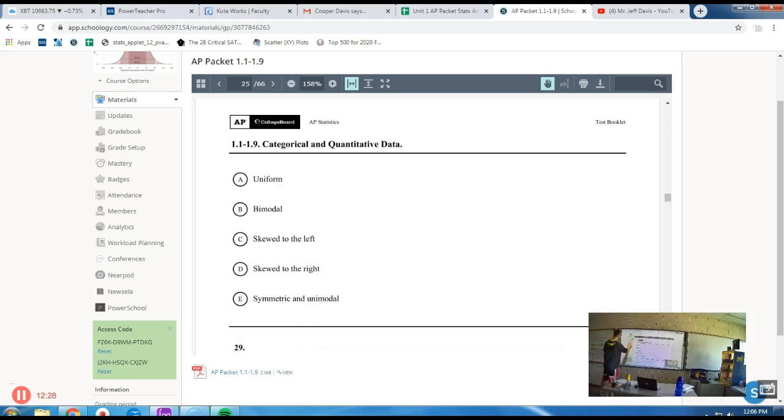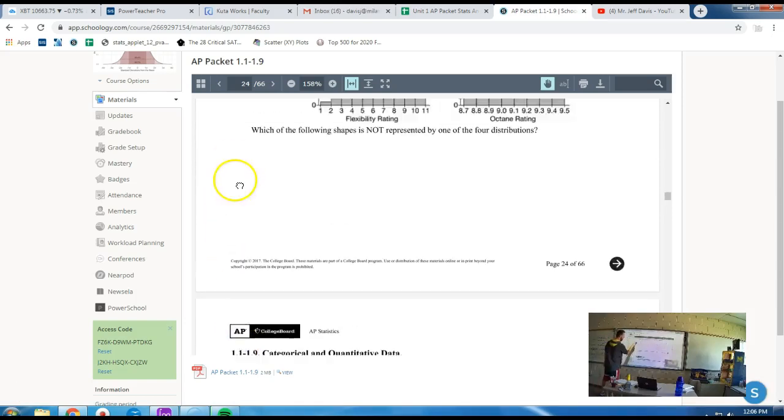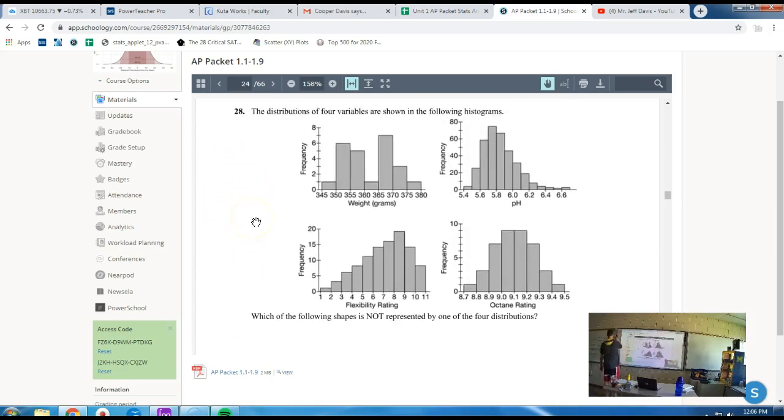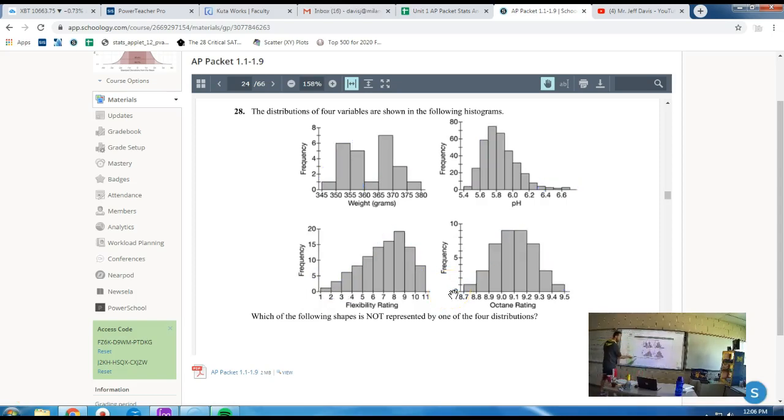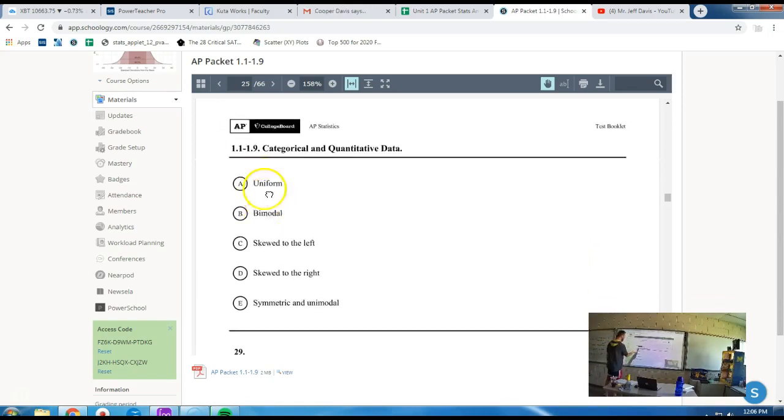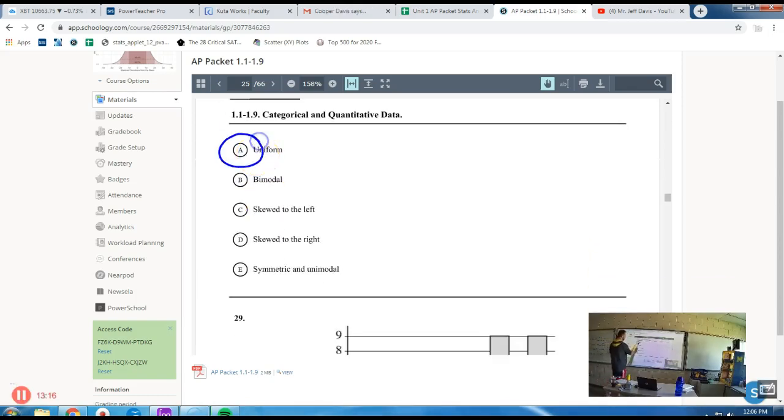So if I scroll back up and look at these shapes, we've got bimodal. We've got skewed to the right because that tail pulls things over. We've got skewed to the left because of that tail. And we've got symmetric and unimodal, which is your approximately normal. We do not have uniform. So A is your answer there.